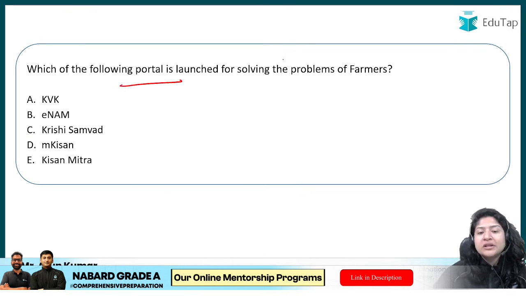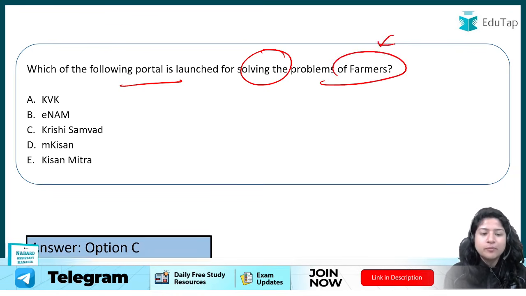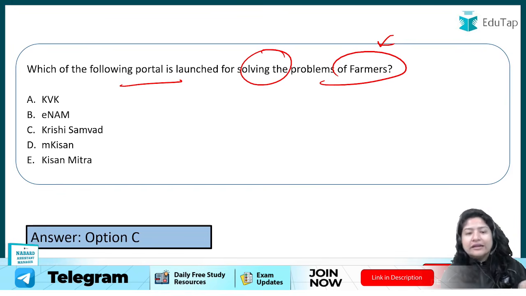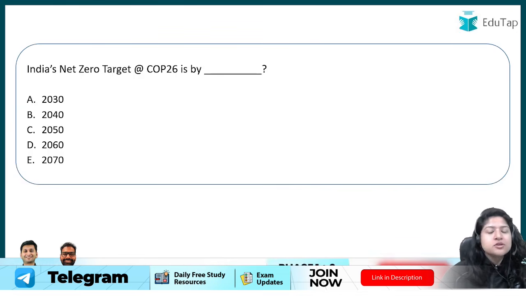Which of the following portals is launched for solving problems of farmers? Now this belongs to your rural development component. Krishi Samvad. This actually belongs to your current affairs portion. This addresses your current affairs portion. Next is also your current affairs.